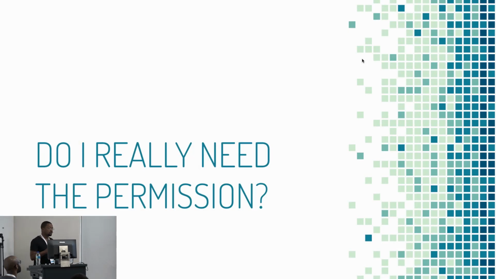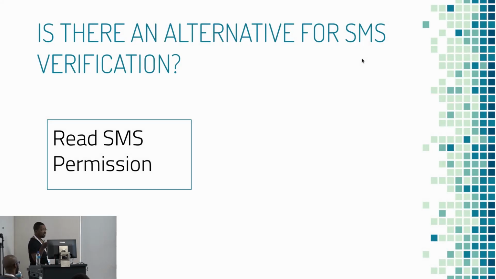So the question as a developer, when you actually build the app, you can ask yourself, do I really need this permission? This permission that I want to ask the user. Sometimes you have a whole bunch of permissions that you want to put into what is called the Android manifest. You need to ask yourself the question, do I really need this permission? So, for instance, with SMS verification, is there an alternative for SMS verification?